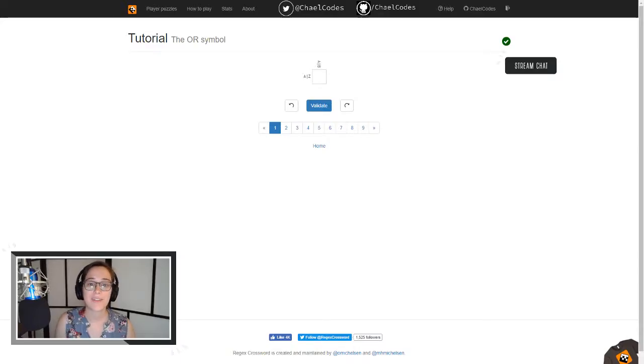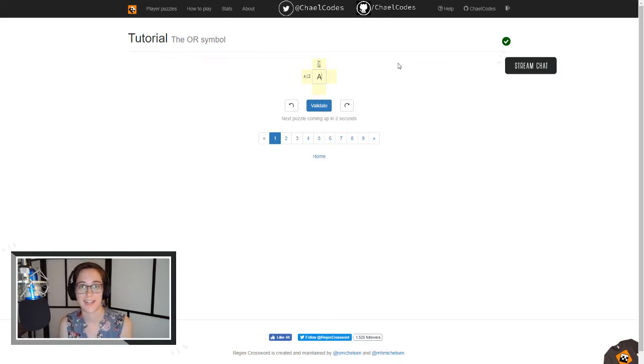All right, so here we have our first puzzle. We have A pipe B and A pipe Z. So that pipe means or, right? So our first one says A or B, and our second one says A or Z. And since A is in both of those, we know that it's the answer. Awesome. So that validated, and the next puzzle is coming up soon.